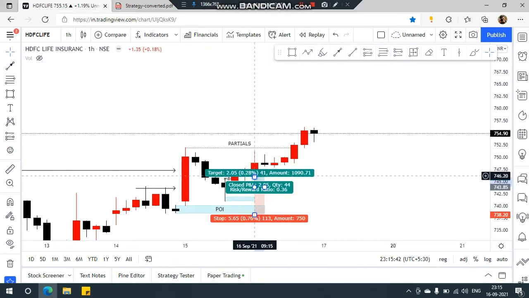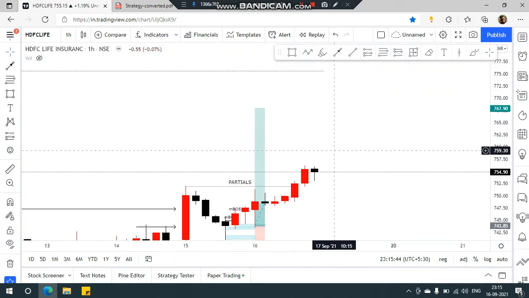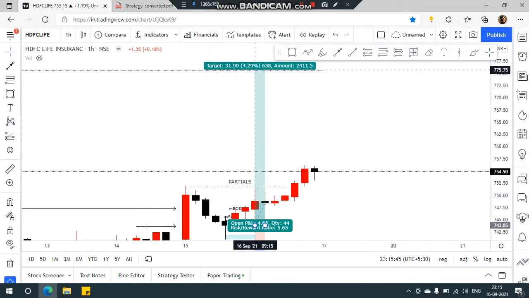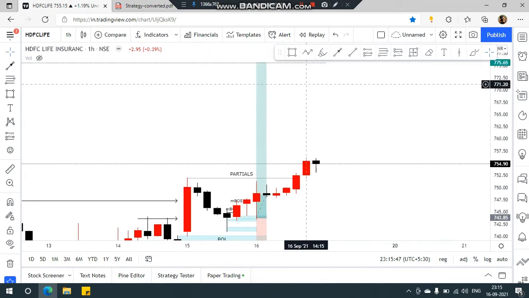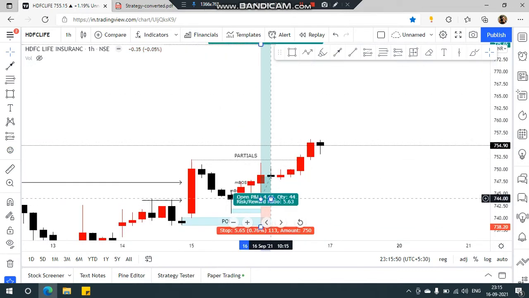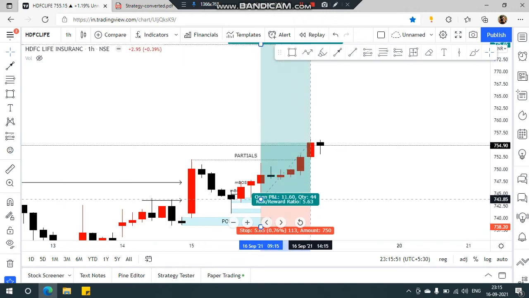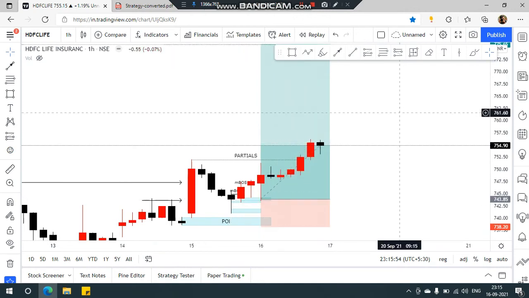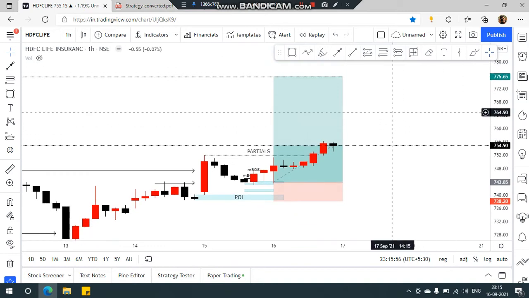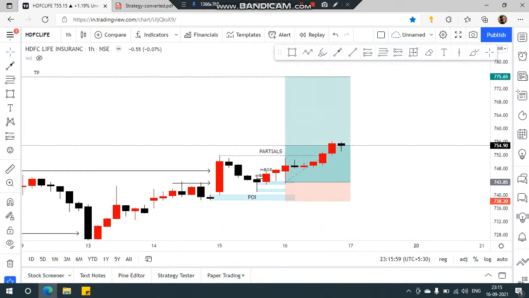And then my target being around here. So this will give me a risk reward ratio of 1 to 5.63 something, which is good, but not better.